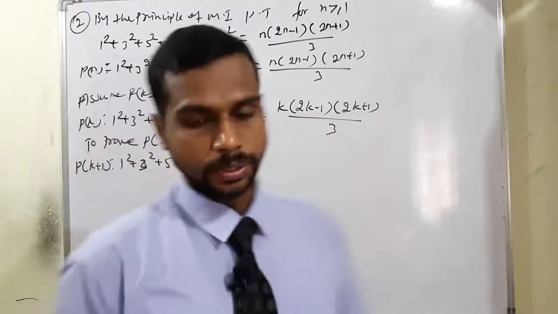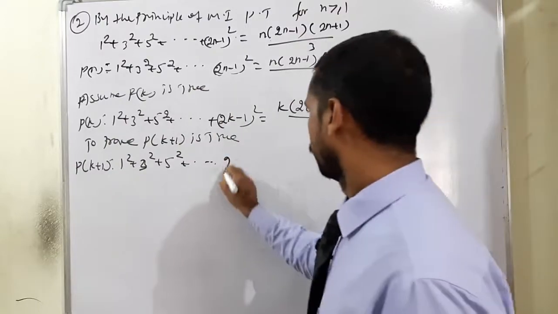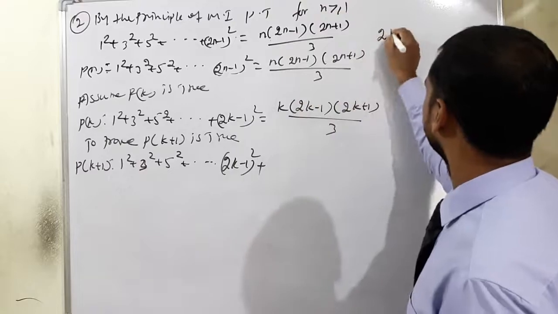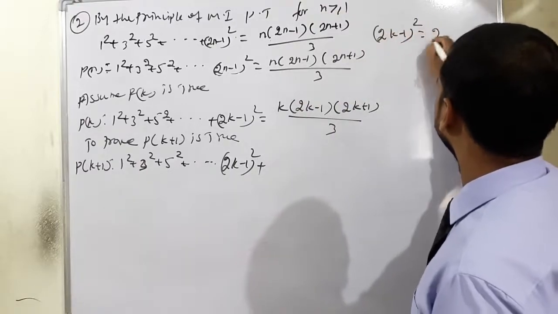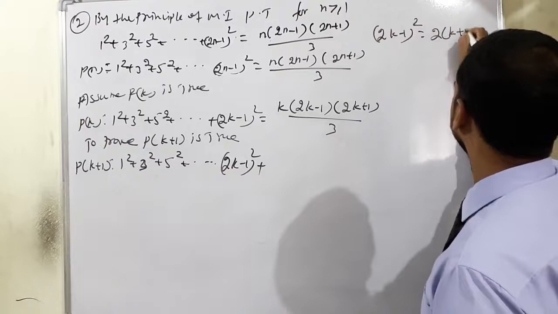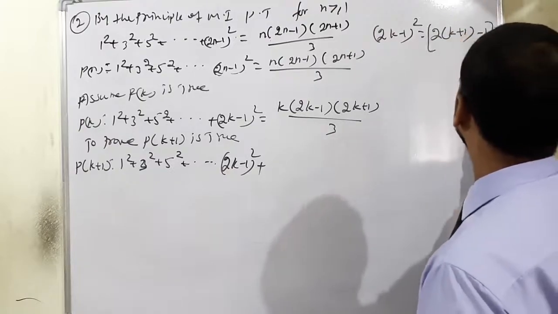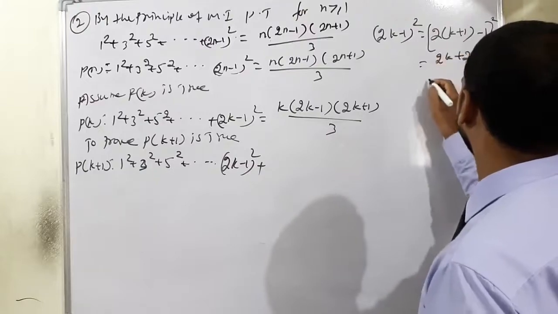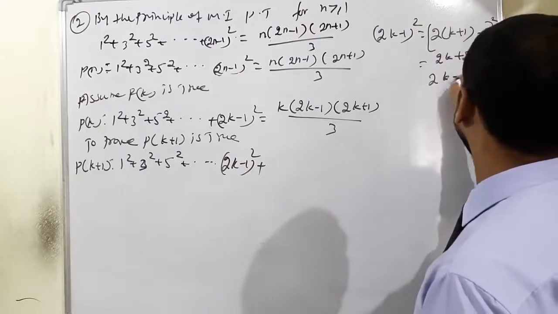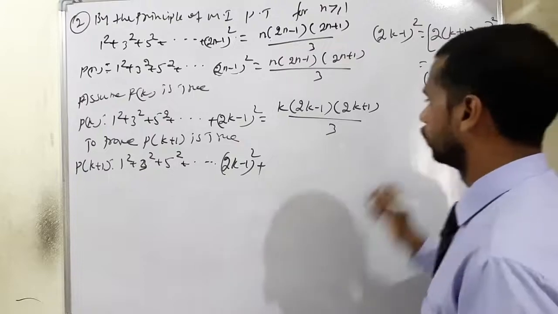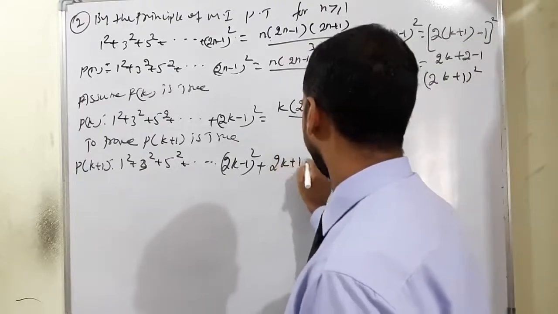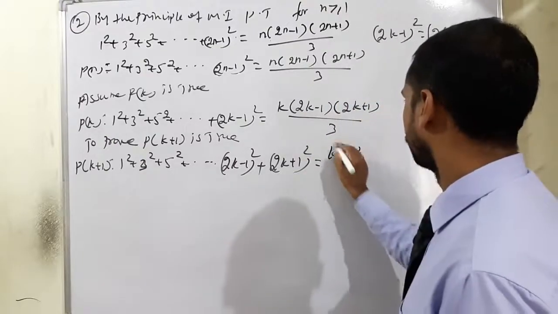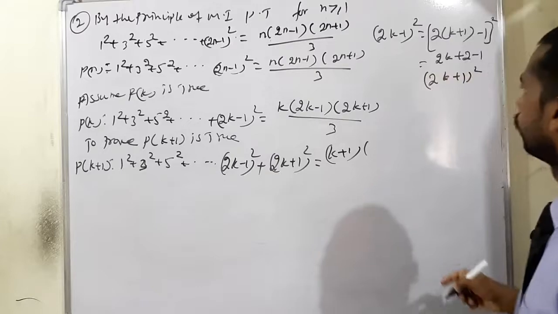So, 2k minus 1, isn't it? So, (2k minus 1) the whole square, then plus, instead of k, (2k minus 1) the whole square means 2 into (k plus 1) minus 1, the whole square. Therefore, remove the bracket: 2k plus 2 minus 1, which means 2k plus 1. So, (2k plus 1) the whole square. Here (2k plus 1) the whole square is equal to (k plus 1) into (2k minus 1).